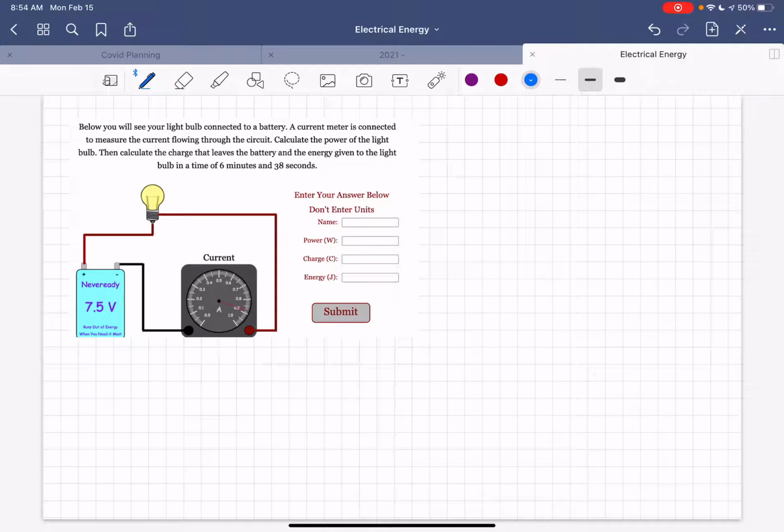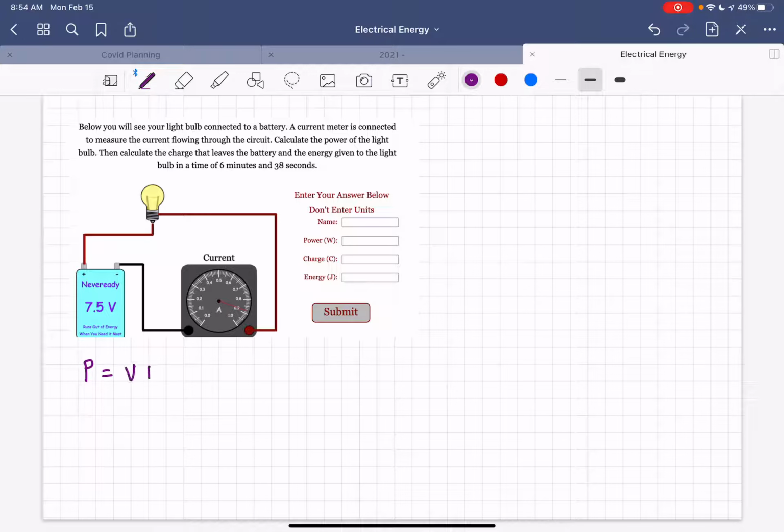Let me give you a little help solving these problems. So in the first problem, we have a light bulb that's being powered by a battery. There is a meter measuring how much current is flowing through our circuit. The first thing it wants us to calculate is the power.